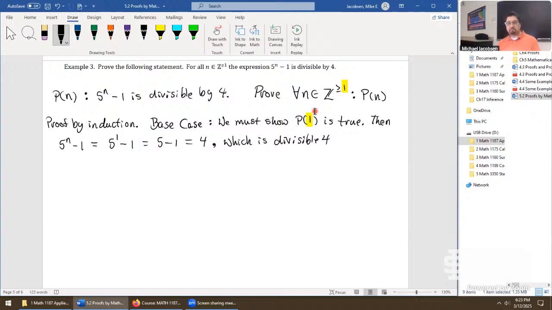Okay, and good news is we're done, right? P of 1 was just a statement that 5 to the power 1 minus 1, which returns 4, is divisible by 4. So we can say immediately, this shows P of 1 is true.